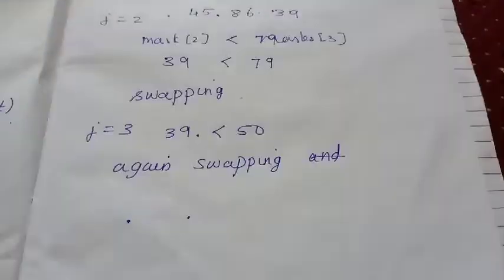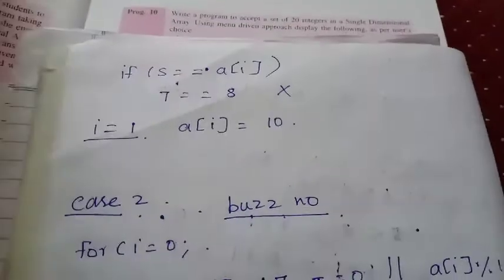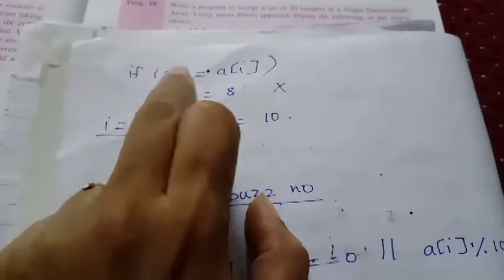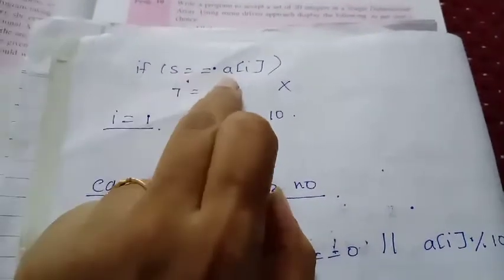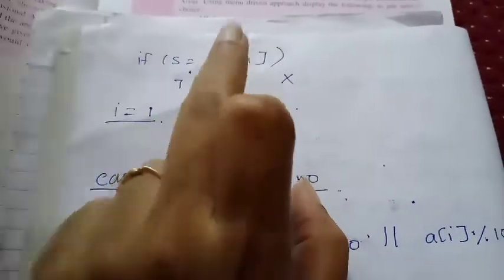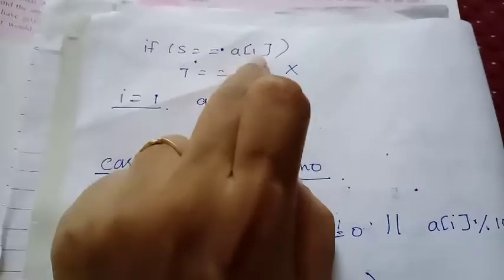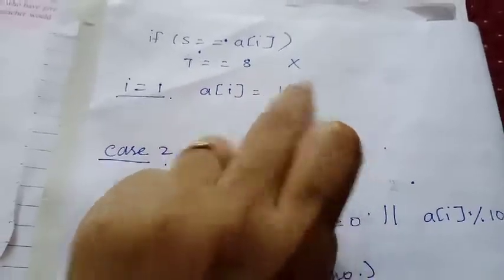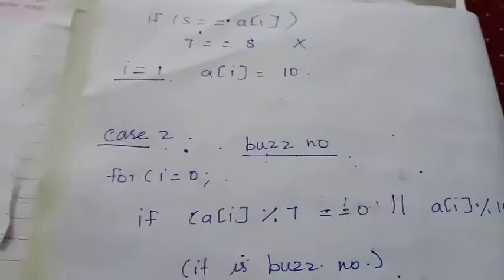Now after this, what we are going to check is whether the addition of factors is equal to the number which we have entered, right? So we are going to check if the addition of factors s is equal to a of i. a of i is what? i value is 0. i has not been incremented. For the first iteration of i, we are still on the first element. Okay, so a of i is 8. So 7 is equal to 8? No. So it is not a perfect number.